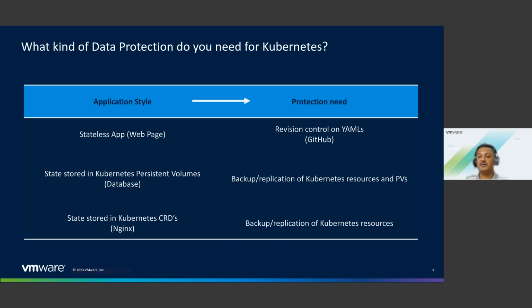But if these are large applications and you have so many teams working on them, managing all the revision control and going to the known good state can sometimes become a tedious task. But still, you can manage a lot of protection needs through YAMLs in your source control. However, more and more enterprise-ready applications for production workloads, like databases, store data in a persistent volume, which is your storage. And you would need proper backup and replication software to manage those Kubernetes resources and persistent volumes across these applications. Another kind of application does not store data on persistent volumes or on storage.